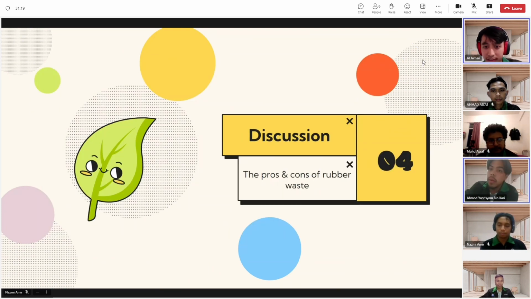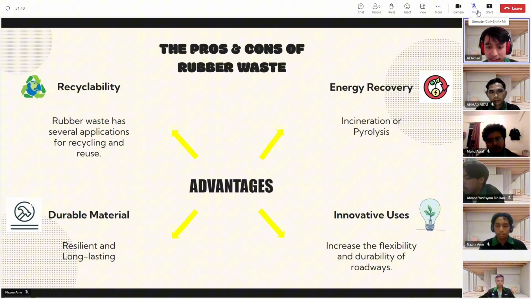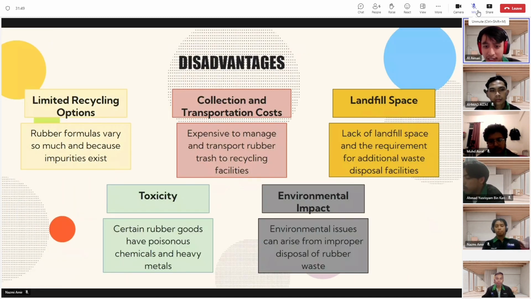Discussion. Tires, conveyor belts, hoses, and other abandoned rubber items are examples of rubber waste. Rubber waste has advantages and disadvantages. The following are some pros and cons of rubber waste. Advantages: recyclability, energy recovery, durable material, and innovative uses. For the disadvantages: limited recycling options, collection and transportation costs, landfill space, toxicity, and environmental impact.